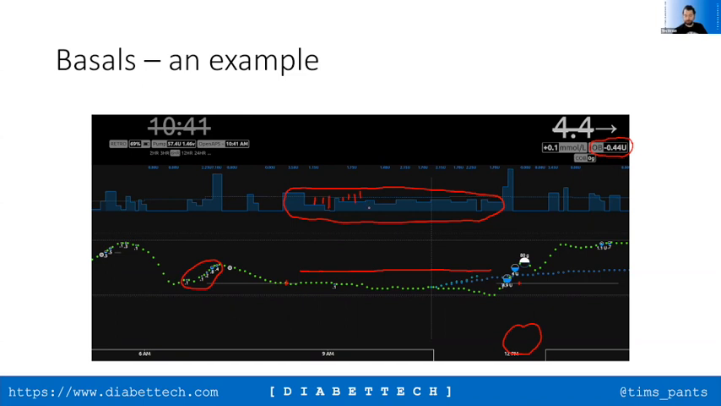suggests that the basal rate's probably set a little bit too high, and maybe the insulin sensitivity is also not quite right during this time period. But that's just trying to show what we've got in this data set to help us identify what we're looking at and whether we can do something with it to make our lives a little bit easier.